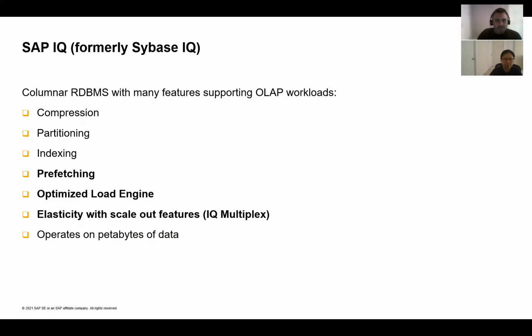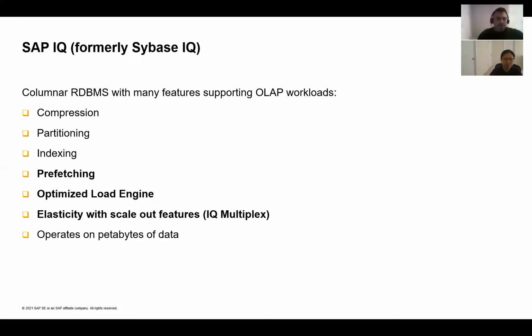The first feature I'd like to talk about is the prefetching engine in IQ. The prefetching engine in IQ has been specifically tuned and optimized for different column and index types. And the prefetching techniques used by the prefetching engine go far beyond sequential block-based prefetching.